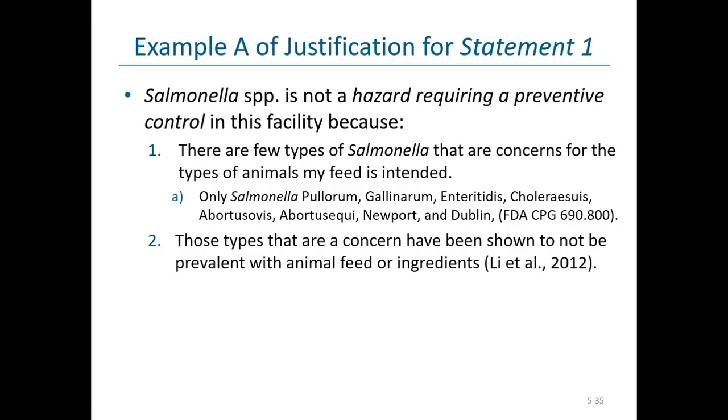Let's take a look. This is an example of statement number 1 that you could include in your food safety plan. Salmonella species is not a hazard requiring a preventive control in this facility because there are few types of salmonella that are concerns for the types of animals that my feed is intended for. And then I have a list of all the serotypes I am actually concerned about. Then, those types that are a concern have been shown to not be prevalent with animal feed or ingredients. Thank you, Lee et al., for that peer-reviewed study to back that up. Okay, great. That's a decent justification. Let's take a look at another example.